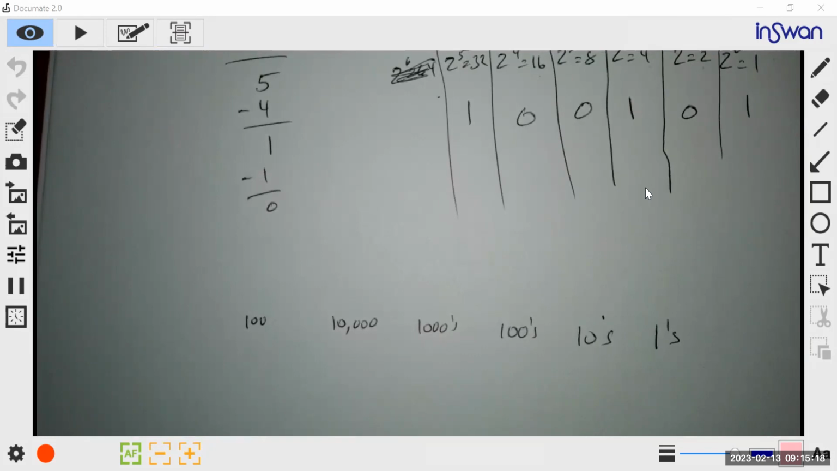All right, so that's it for today. We did the numeric systems. So that means we're pretty close to finishing up this chapter.